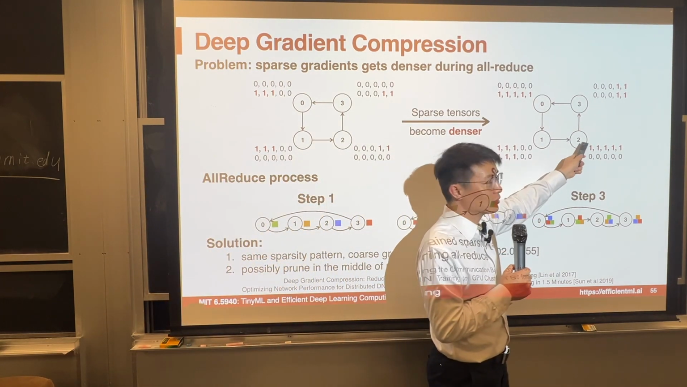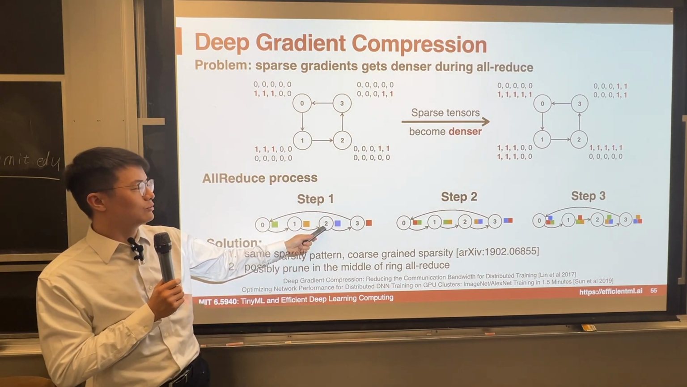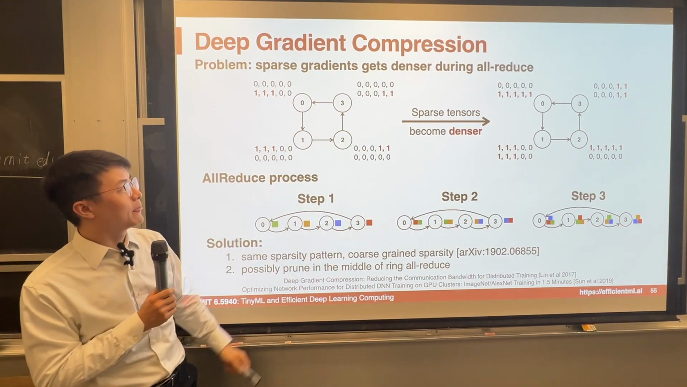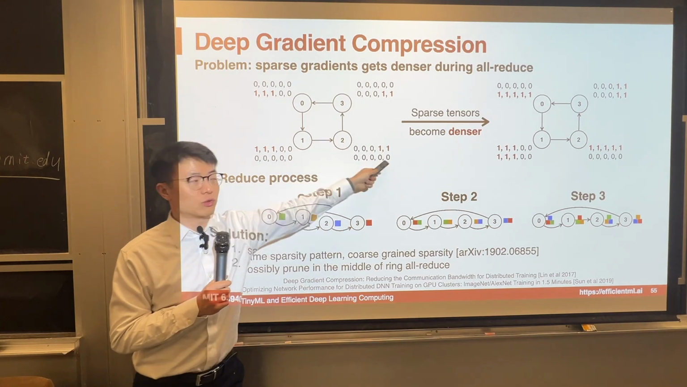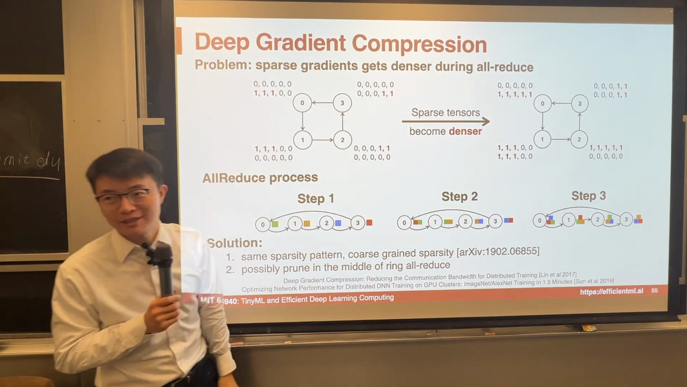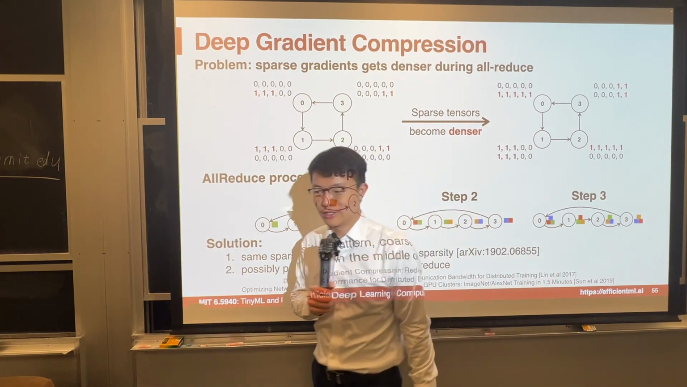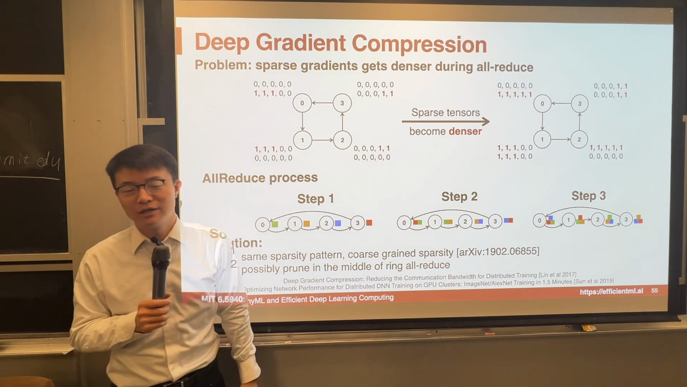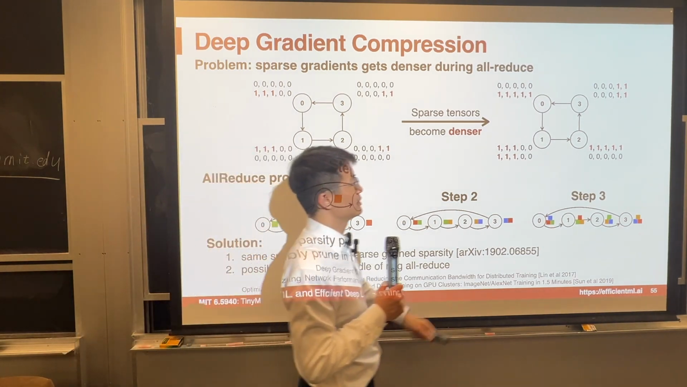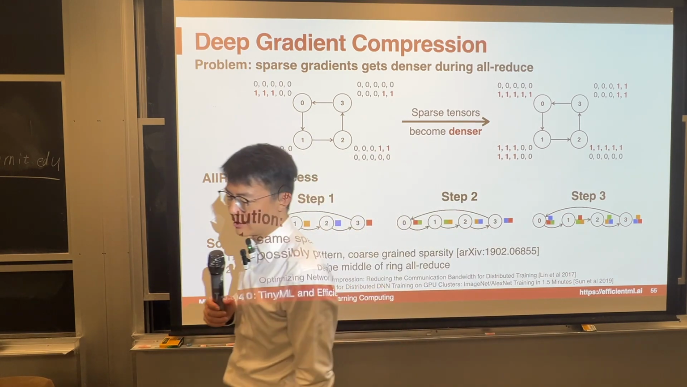Let's see another example, node 2. What information does node 2 get? Node 2 gets information from node 1. This is its original, this is node 1, and the first row is exactly complementing each other. So you get a denser gradient tensor. So in the next round of update, you have to communicate a lot of non-zero elements compared with the first iteration.